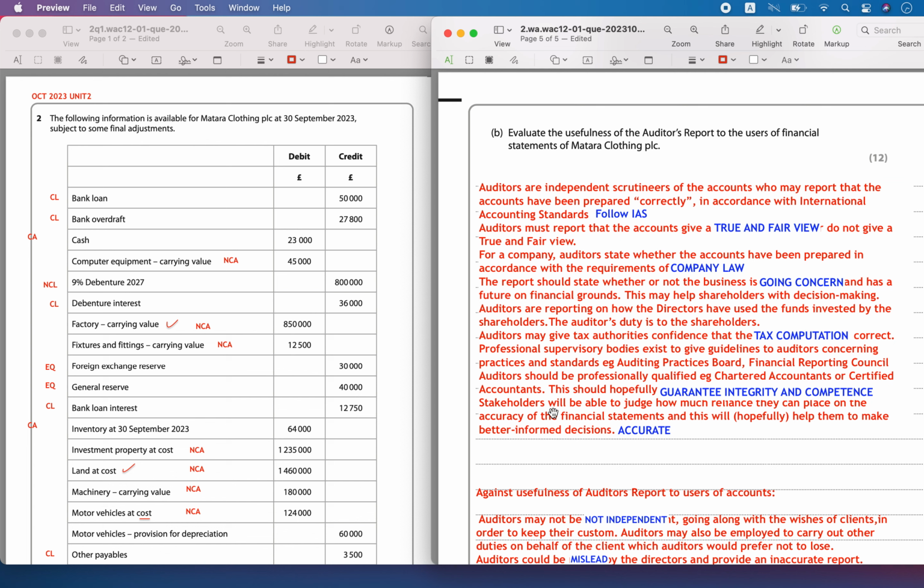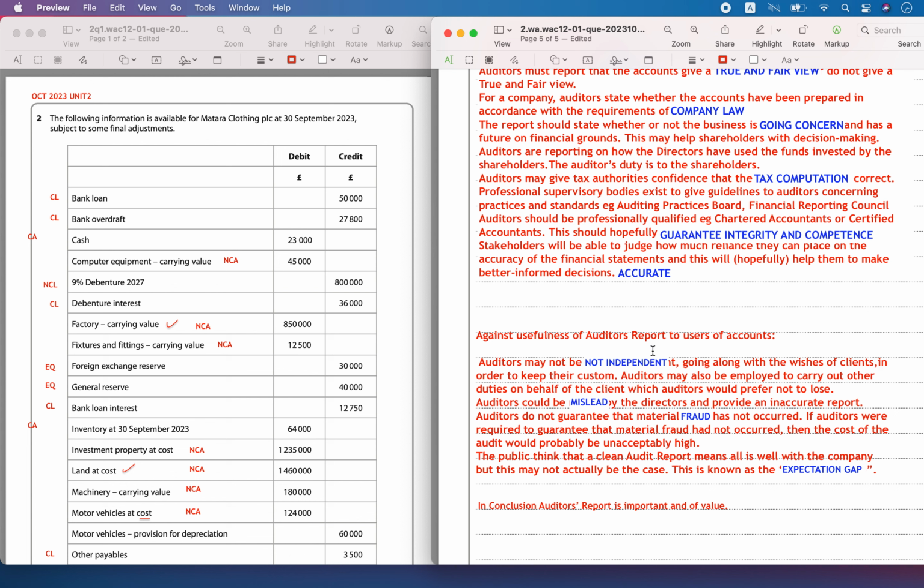And also these are meant to be accurate, so the shareholders will be able to judge how much reliance they can place on the accuracy of the financial statements, and this will hopefully help them to make better informed decisions. They prepare accurate reports. Then what are the things against auditor reports?